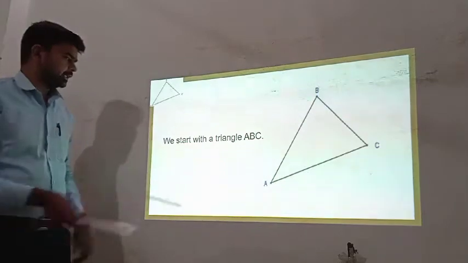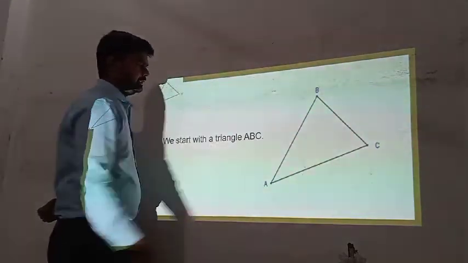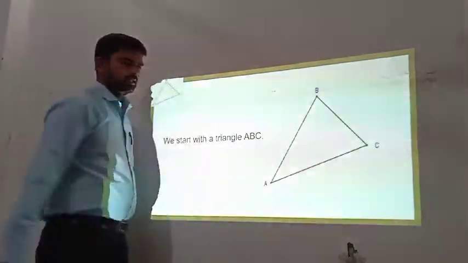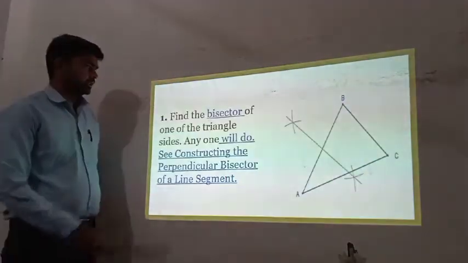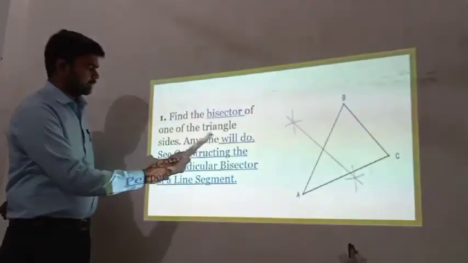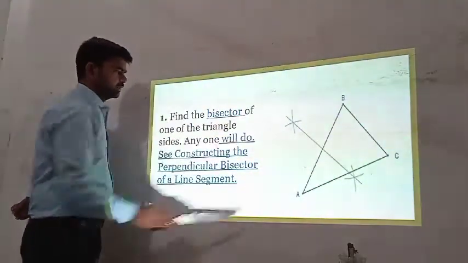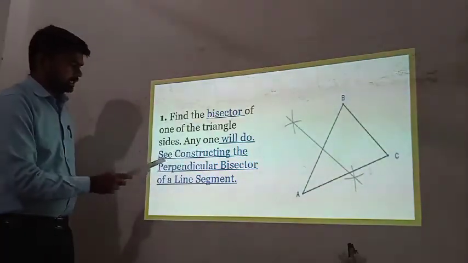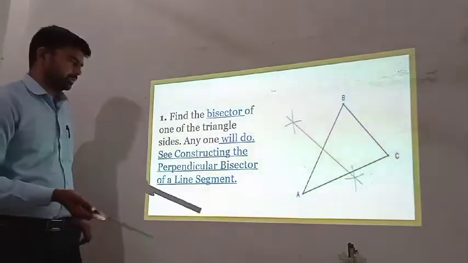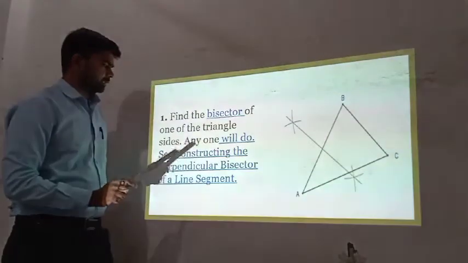So first we'll start with a triangle, that is triangle ABC. The first step is to find the bisector of one of the triangle's sides. Anyone will do. See, constructing the perpendicular bisector of a line segment. What it means is that we have to find the bisector of one of the triangle's sides.